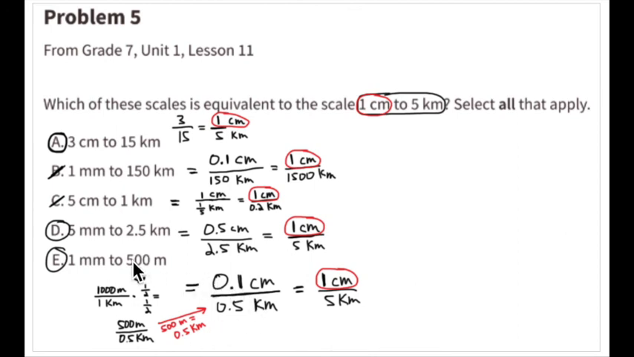So now I can write this as, I combined a couple of steps here, 1 millimeter is the same as 1/10 of a centimeter. So 1/10 of a centimeter compared to 1/2 of a kilometer. Now get this to 1 centimeter by multiplying by 10. And so what happens to the kilometers? You multiply by 10, that becomes 5 kilometers. So that scale does work. It is the same scale as 1 centimeter to 5 kilometers. So the answers are A, D, and E.